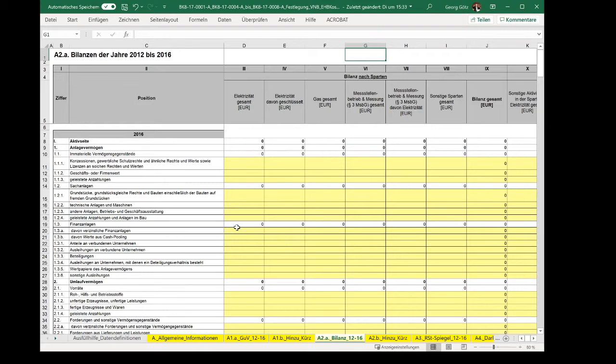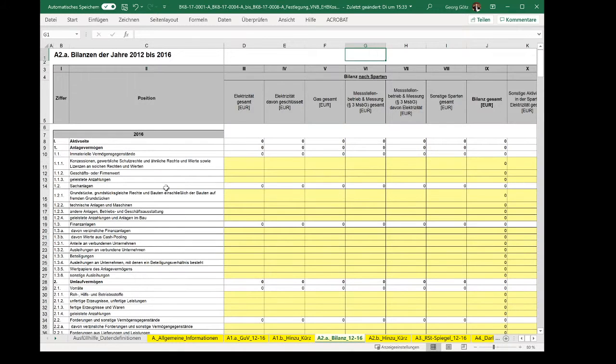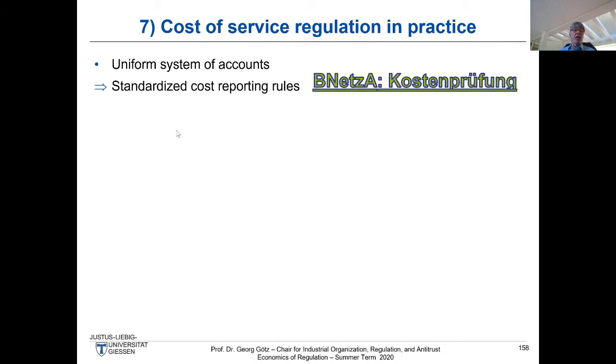You will hardly see it, but what you see up here is a very long name of this file. I just downloaded it a couple of days ago from the Beschlusskammer 8, BK8, which is the chamber of the Federal Network Agency, the Bundesnetzagentur. There, if you're a company, you have to put all your important information into that. That's what we would call a uniform and standardized rule of accounting.